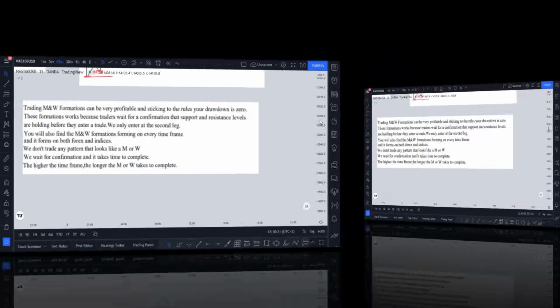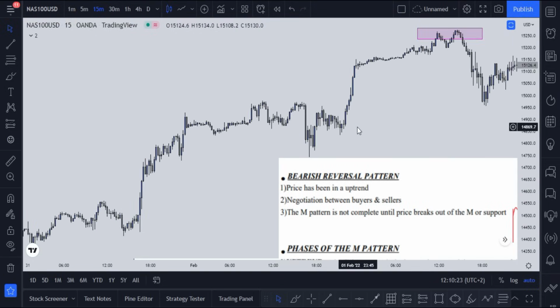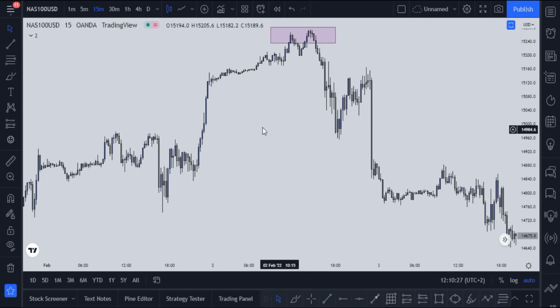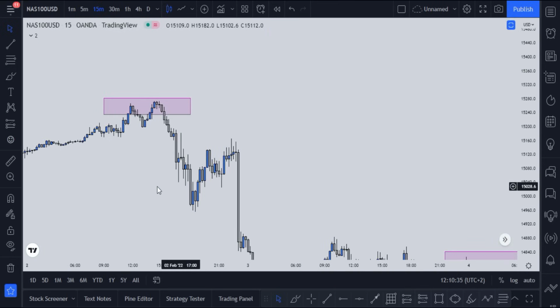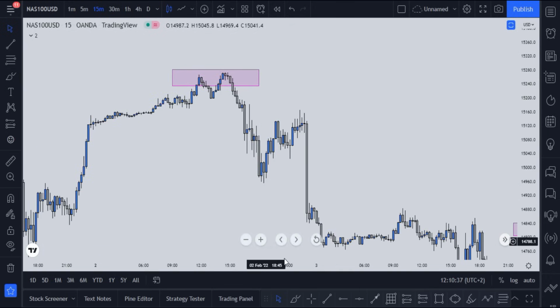Now we're just going to go to the charts and actually show you some of the examples that we have just highlighted for you here, so that you can see for yourself how they actually work on the market, on the real price over here, right? So in this case, as you can see, we have our first one over here. This is actually on Nasdaq 15-minute chart, and basically we have a very nice M formation over here.